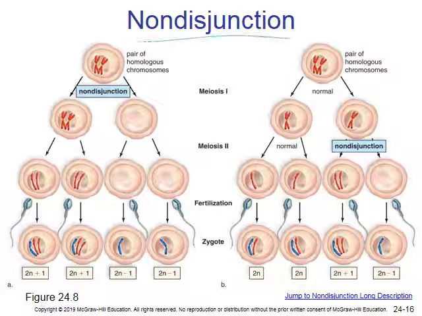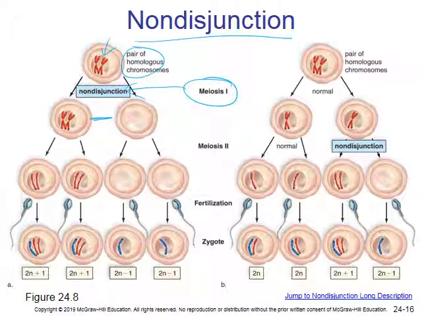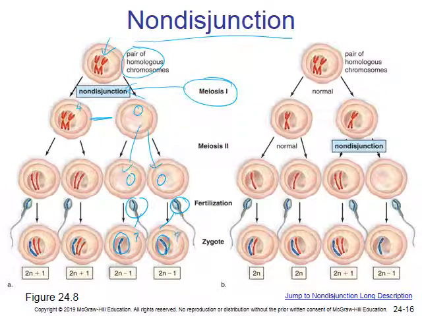Nice example here for a non-disjunction event. If the non-disjunction happens in meiosis 1, you can see your pair of homologous chromosomes don't separate evenly. So we have 4 chromosomes here, we have 0 here. This side, if you divide 0, you get 0, right? And then we have the sperm that's going to fertilize the egg, so we end up with only dad's. What happened to mom's? It's missing. So we have 1 less.